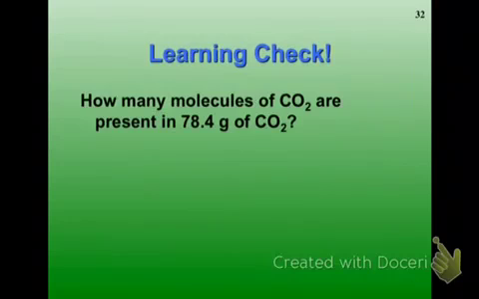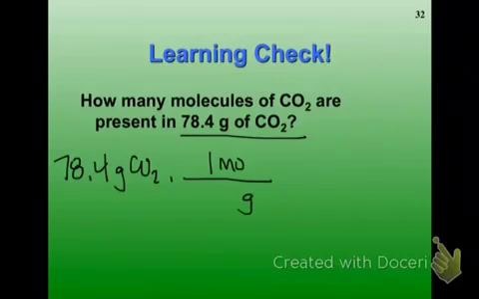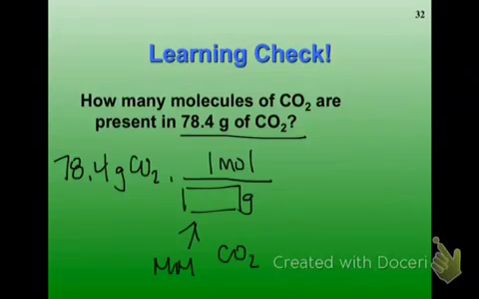So let's try another example using that same method. How many molecules of carbon dioxide are present in 78.4 grams of carbon dioxide? This is what I know. This is what I start with. 78.4 grams of carbon dioxide. The thing that has to come next is grams, and 1 mole is on the top. So what is this number down here? This is my molar mass. So I have to calculate molar mass for CO2.